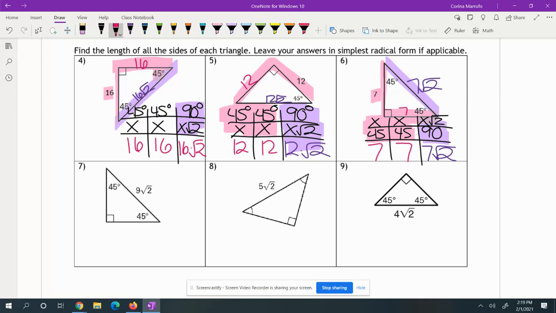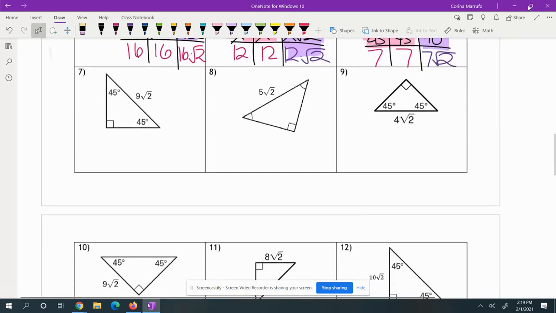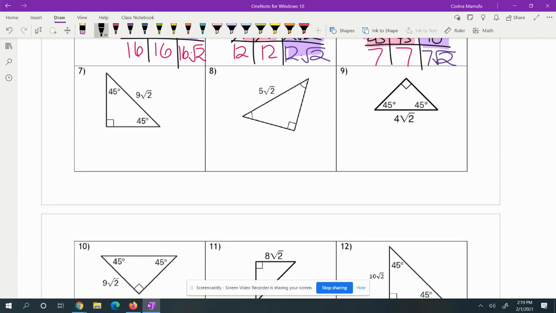Okay, the next one. Now this one, number 7, this time they give us the hypotenuse. So I'm going to go ahead and make my table. We have x, x, and the square root of 2. I did it backwards again. And then 45, 45, 90. This time they give us the hypotenuse.